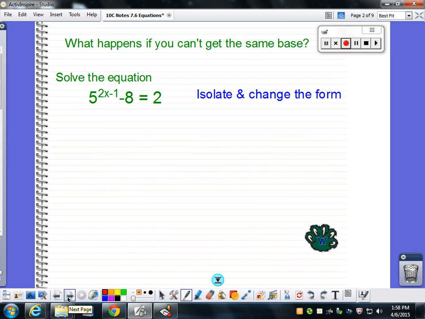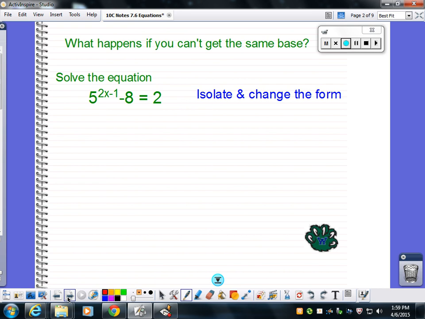Unfortunately, all problems can't be rewritten with the same base. So look at the following example. We're going to solve the equation 5 to the 2x minus 1 minus 8 equals 2. This is an example where we want to isolate and change the form. So what you're going to have to learn with these is, like I said, looking at the different equations, which method we are going to use to solve them, because it's not always the same method each time. All right, so we want to isolate the exponential part of the equation.